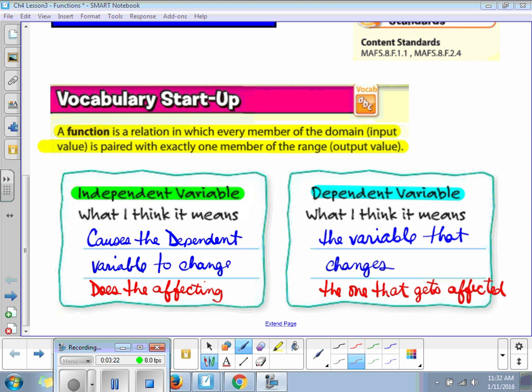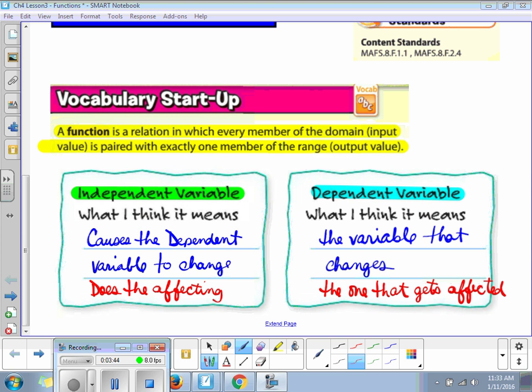The amount of time you spend exercising and calories burned. Which one is the independent and which one is the dependent? The amount of time is independent. Very good.